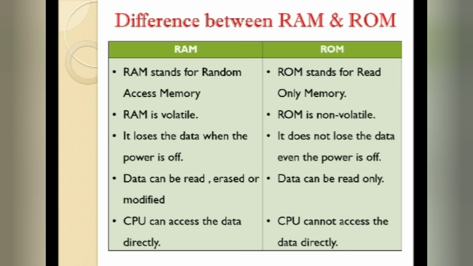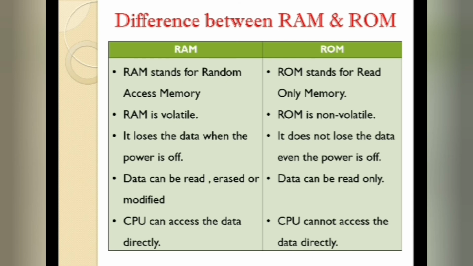RAM stands for Random Access Memory. ROM stands for Read-Only Memory. RAM is volatile because it loses the data when the power is off. That is why the RAM is called volatile. But the ROM is non-volatile because it does not lose the data even if the power is off. That is why the ROM is called non-volatile.